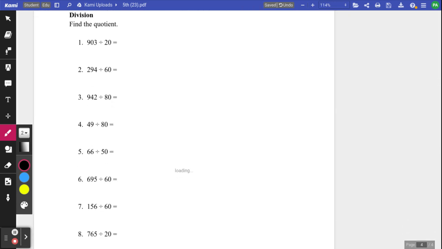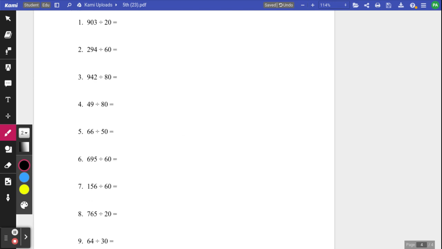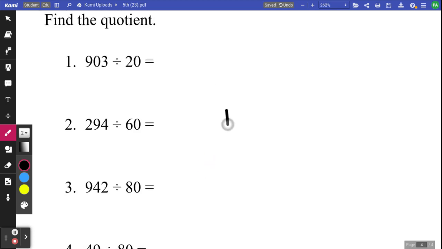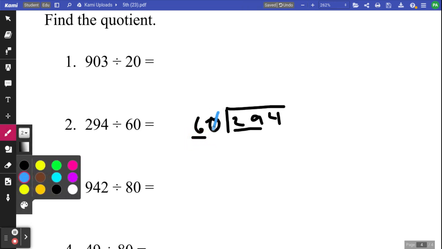And lastly, we will be doing division, find the quotient. So let's do number 2. We're just going to line it up, make it easy on ourselves. When you look at it, obviously 6 doesn't go into 2 nor 29, but it does go into 294. But how many times? We're going to have to use mental math. So let's think about it. Let's focus on 29 and 6. Just ignore the ones.